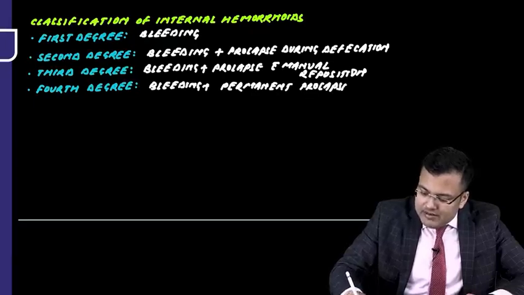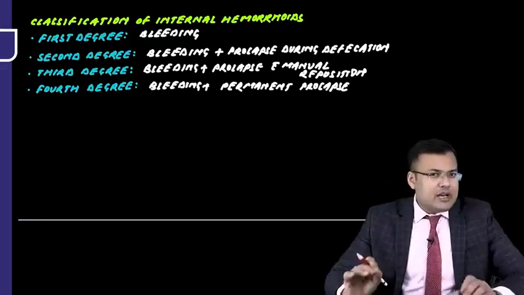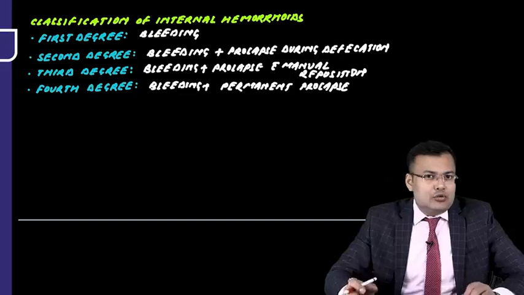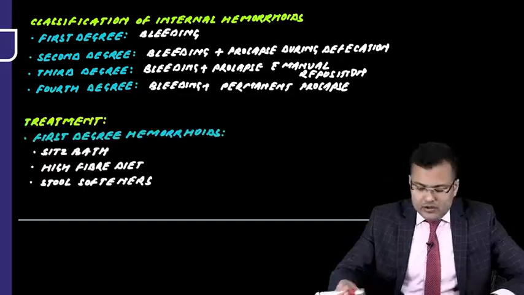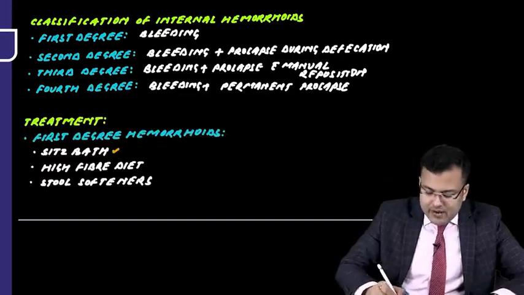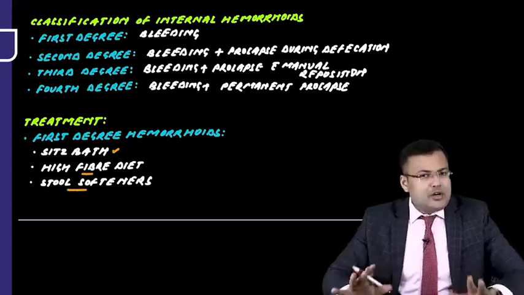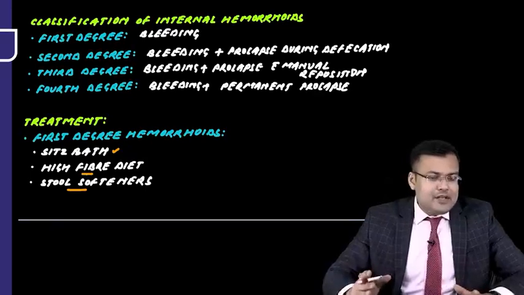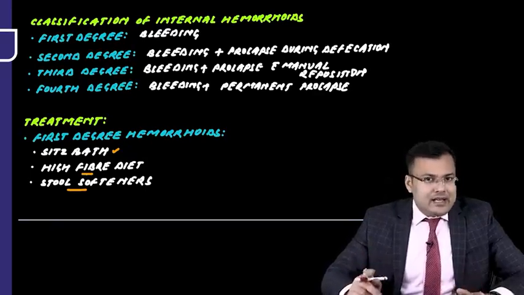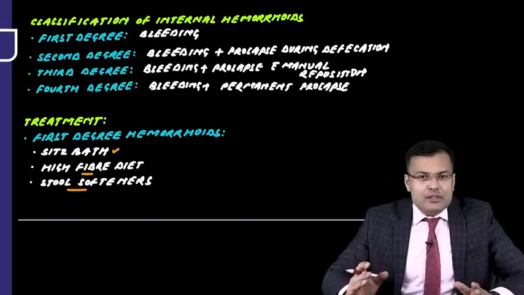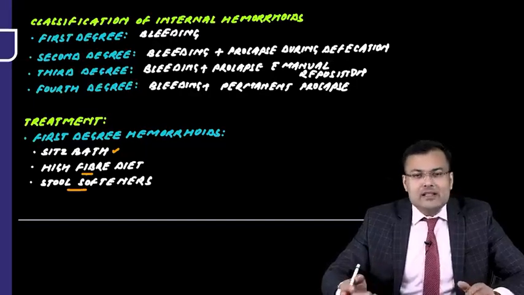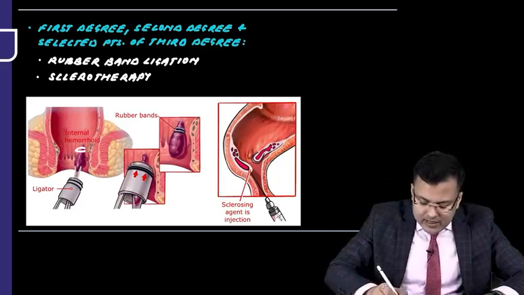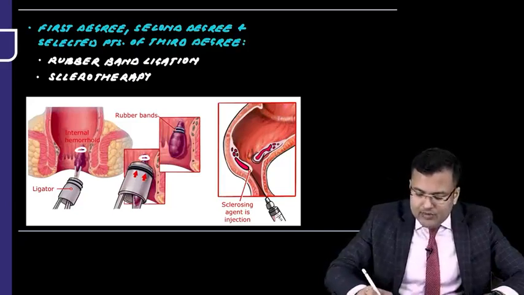Whenever a patient has first degree hemorrhoid, we just advise conservative management, meaning we have to treat the constipation: stool softeners, high fiber diet. So for first degree, sitz bath, high fiber diet and stool softeners. The majority of patients are going to improve. If the patient does not improve in first degree, or in second degree and selected patients of third degree, we have two options. One is rubber band ligation and the second is sclerotherapy. In this image, you can see this is internal hemorrhoid, and around this internal hemorrhoid, we are going to apply the rubber bands.